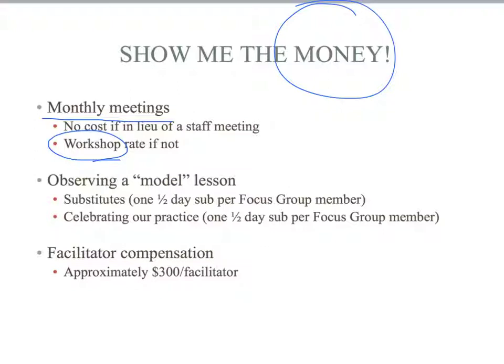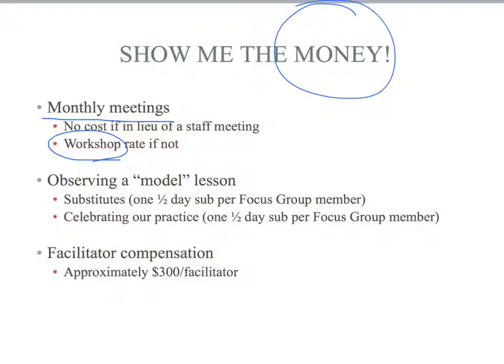The observing of a model lesson, this can be done in a variety of different ways. So the first phase, right, is the focus group taking a look at someone who's already doing this in practice, whether it's at their site or another school site. So you could do a half-day sub for that. Also, you could take a look at the teachingchannel.org. They may have certain videos that highlight those Common Core best practices that your group may be looking at.